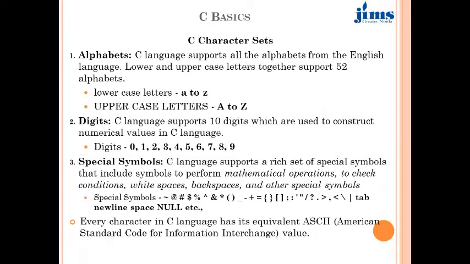Every character in C language has its equivalent ASCII, that is American Standard Code for Information Interchange, value. You can Google this for deeper knowledge. What are these ASCII codes? Later on, we will discuss this also.